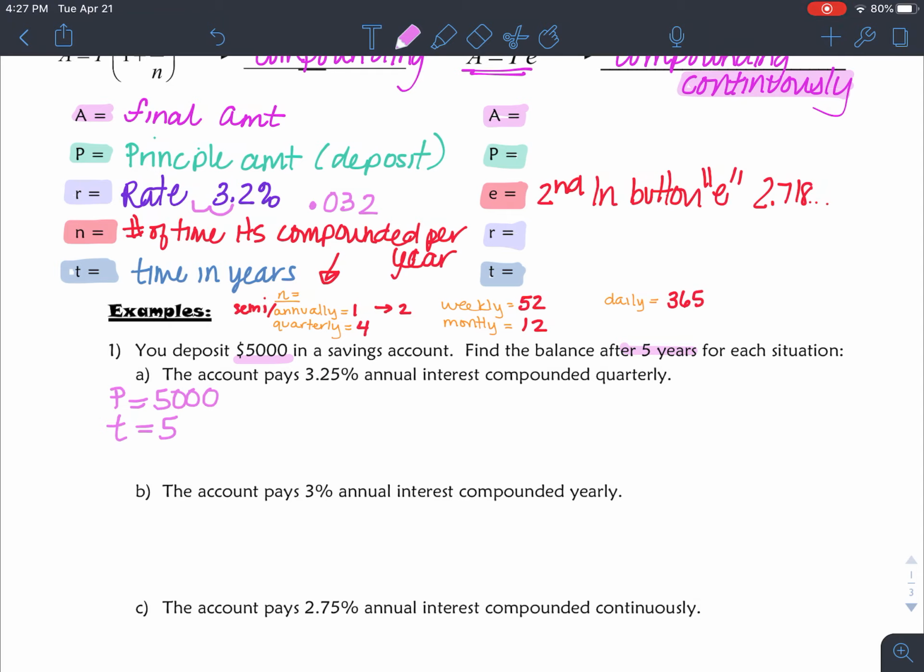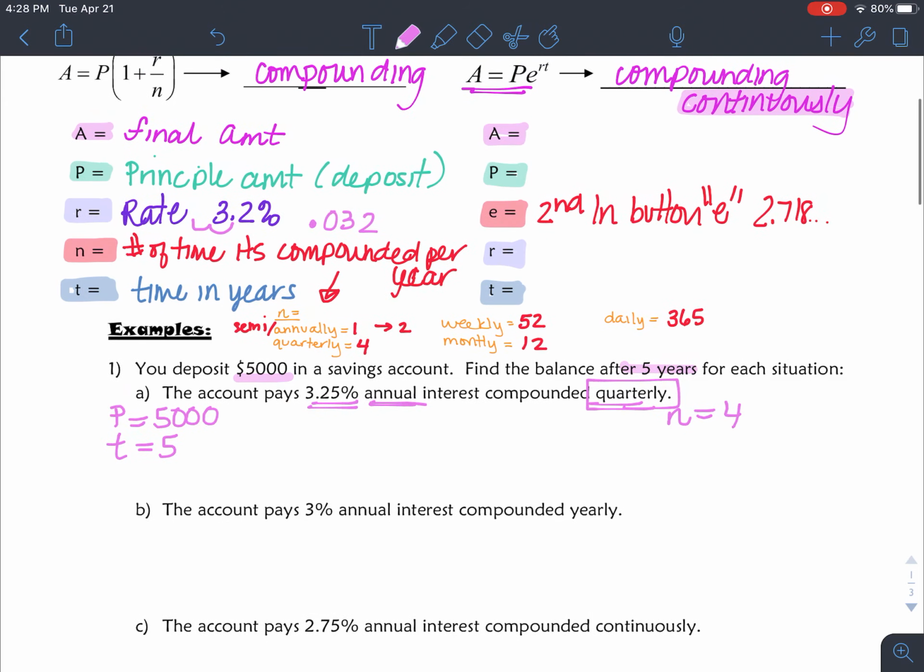The account pays 3.25% annual interest, and it's compounded quarterly. That is my N. N equals 4. So this interest is being paid annually, which does not deal with my N. Be careful on that. It's just saying that is my interest.